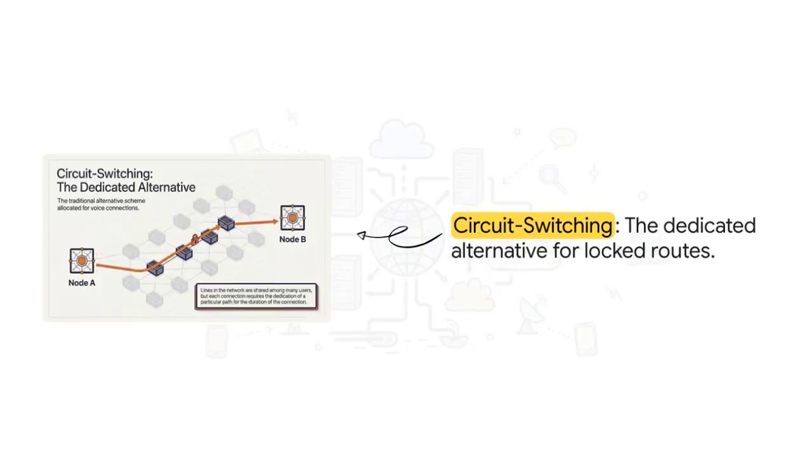Now, contrast that with circuit switching. If packet switching is dynamic, circuit switching is entirely dedicated. Think of old-school telephone operators literally plugging physical wires into a switchboard to connect two people. In this traditional model, which was allocated for things like standard voice phone calls, you reserve a dedicated pipeline for the absolute entire duration of your connection. Nobody else can use that specific path while you're on it.